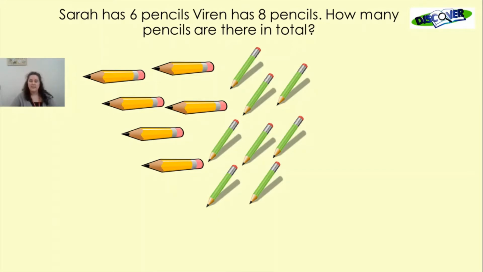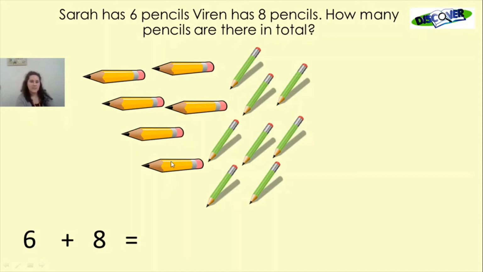Have you done that? Amazing. Let's look at our number sentence. It's 6 plus 8 equals something. Now I can see on the screen today that we have pictures to help us. Let's just double check what we have. So Sarah has 6 pencils. Let's see if these yellow ones are our 6 pencils. 1, 2, 3, 4, 5, 6.